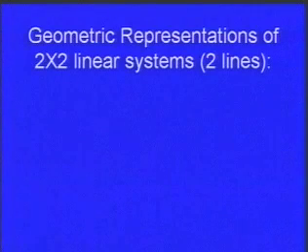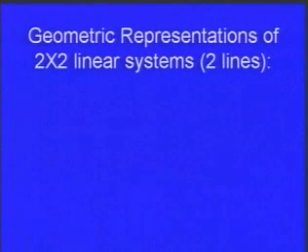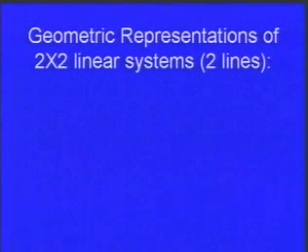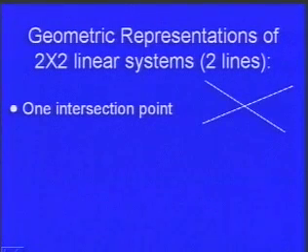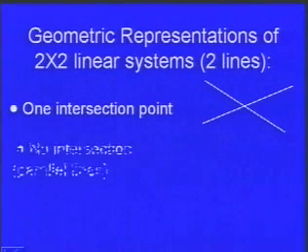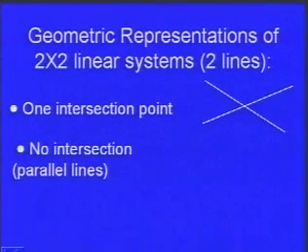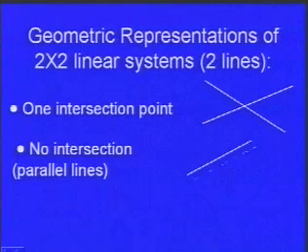Now if we were to have two lines, remember we're dealing with linear equations. That was our very first section, what is a linear equation? If we're dealing with two lines, what are the three things that could happen? Well, you could have one intersection point because they could cross one time. You could also possibly have no intersection. That would happen if you had two parallel lines.